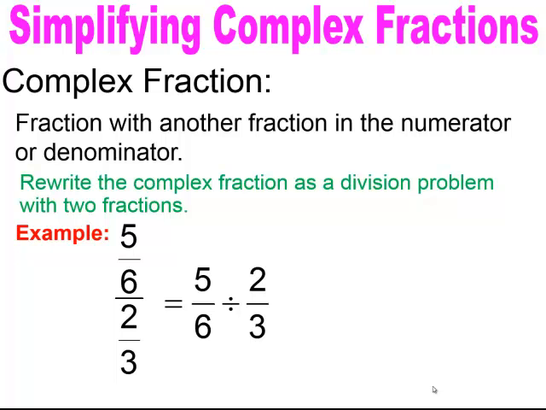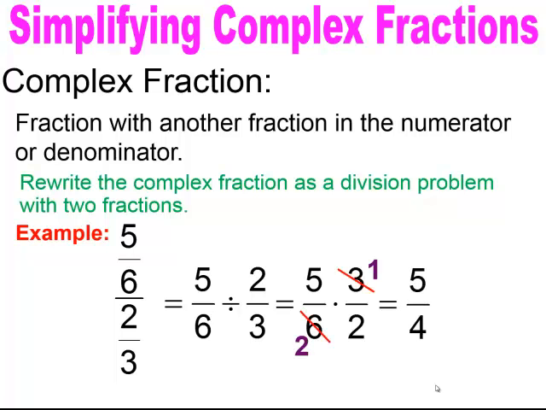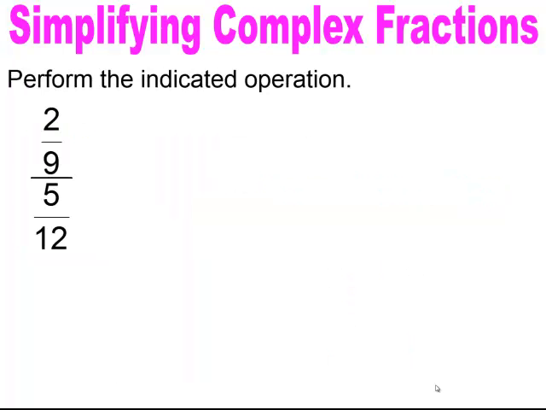So if I just write my complex fraction as division of fractions, then I know how to solve the problem. Take the top fraction, write the division sign, and write the bottom fraction. Now you know what to do. You're going to keep the first fraction, change it to multiplication, and get the reciprocal of the second fraction. Simplify, multiply across. So complex fractions are simply division of fractions. Pause and try.